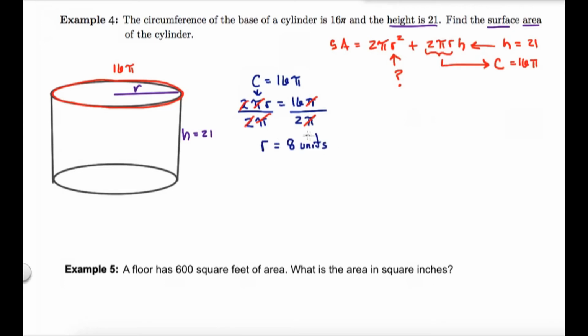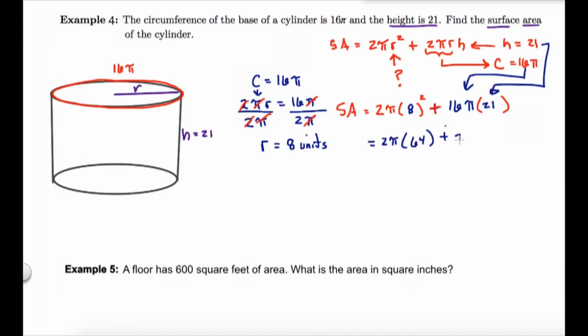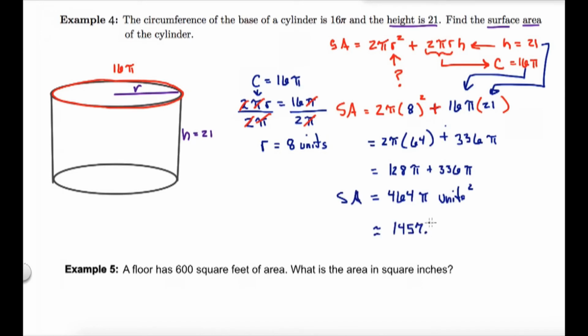So I can substitute 2 pi r for C, so 2 pi r equals 16 pi, and solve for r, and I get 8 units. Now I can take this 8 and put it into my surface area equation for r, and then simplify, and I have it first in terms of pi, 464 pi units squared, which is approximately 1,457.7 units squared.